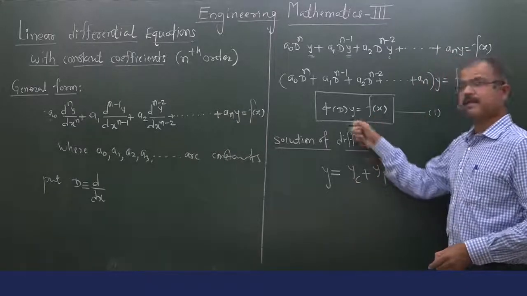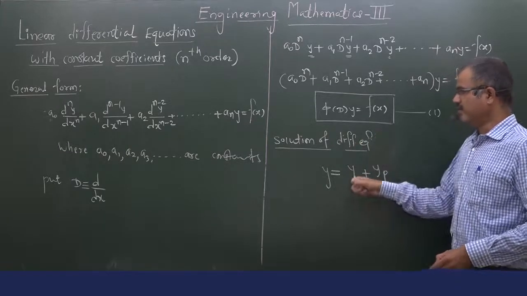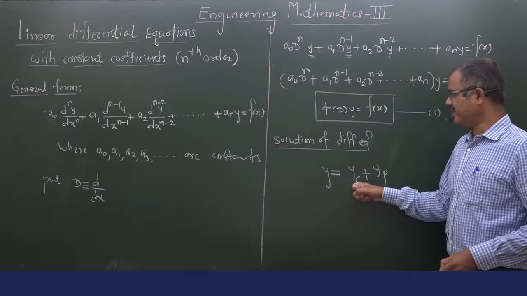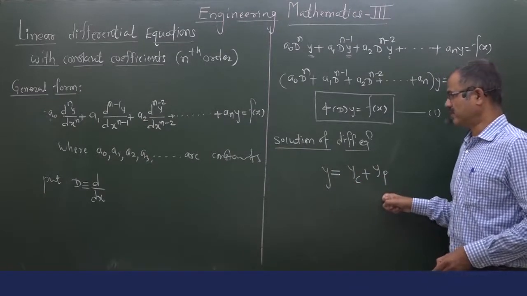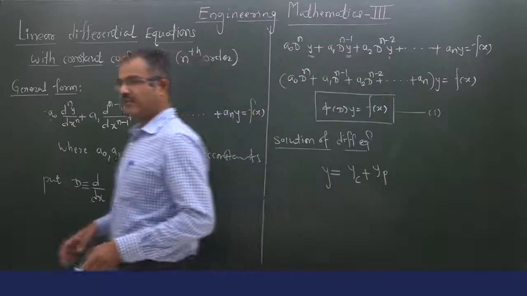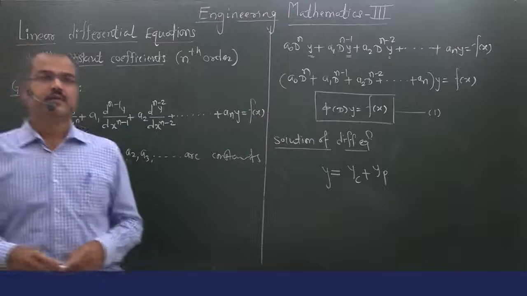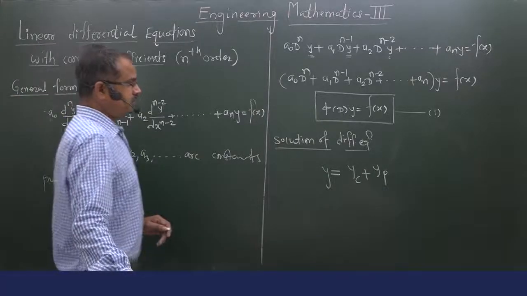Solution is divided into two parts, yc plus yp, where yc is a complementary function and yp is a particular integral. In the first part, we have to calculate complementary function. The second part is a particular integral.